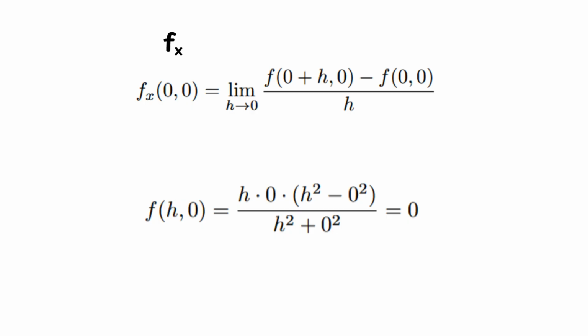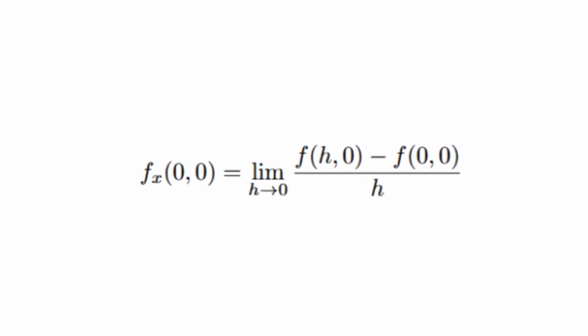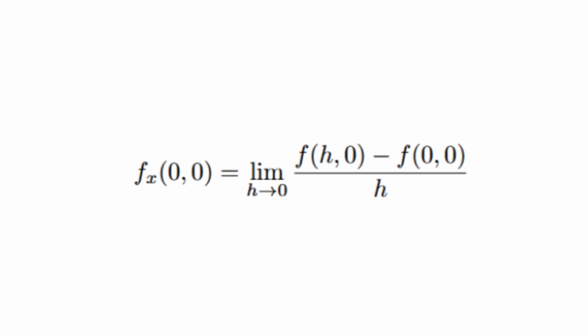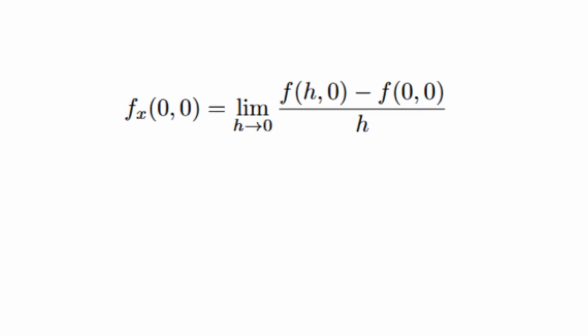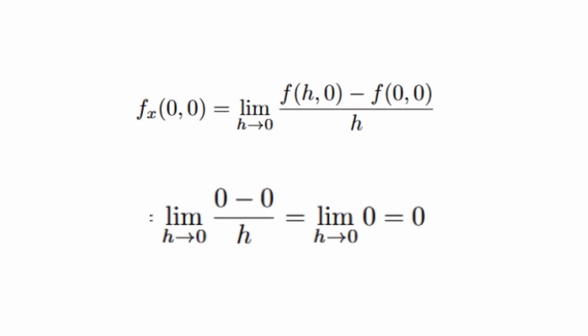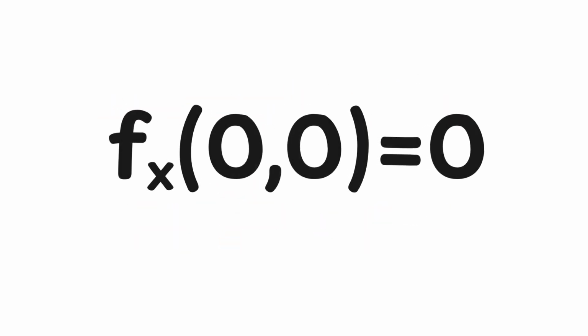Let's find fx. We start by moving a tiny bit along the x-axis from 0, 0. We'll call this small move h. At this new spot, the function simplifies to 0 because multiplying by 0 kills everything. Now, divide 0 by our tiny move, h. 0 divided by anything? Still 0, so the slope here is 0.